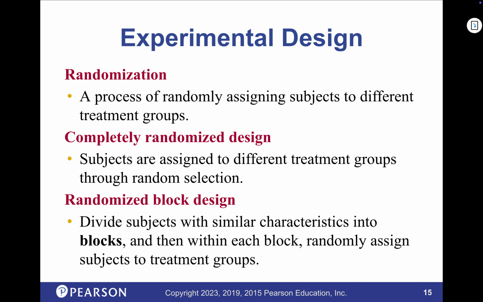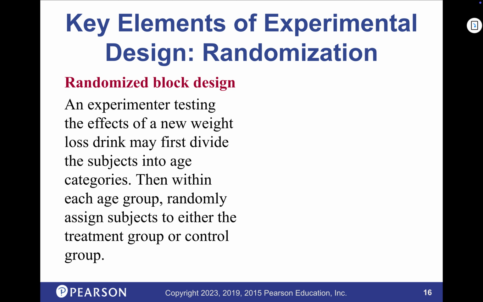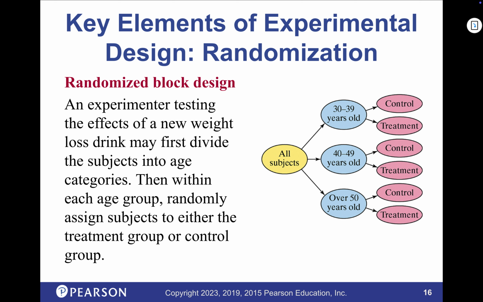There's also a randomized block design, where you divide subjects into groups by a characteristic, maybe male and female, maybe by age, and then from those blocks you randomize. We'll take a look at a couple of those. So here's a randomized block design. You can kind of read over that, or you could just look at the picture.